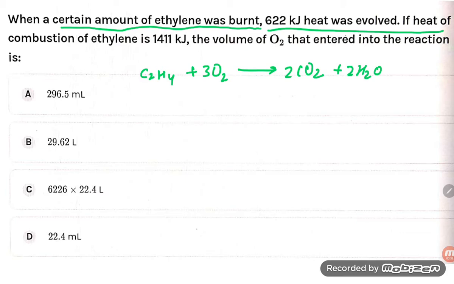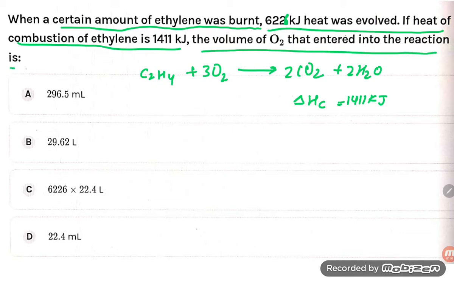Now, if the heat of combustion of ethylene is 1411 kilojoule, this is a slightly wrong question, student. It is 6226 here. So 6226 kilojoule was evolved, and the heat of combustion of ethylene, delta H C, they have given as 1411 kilojoule. The volume of O2 that entered the reaction is, at STP, what we have to find.